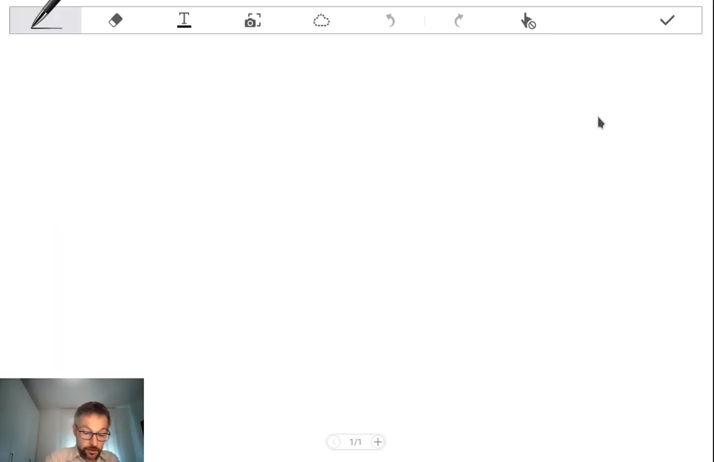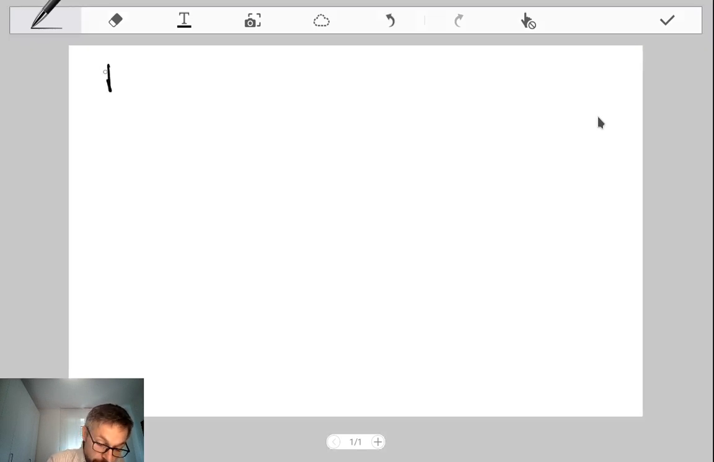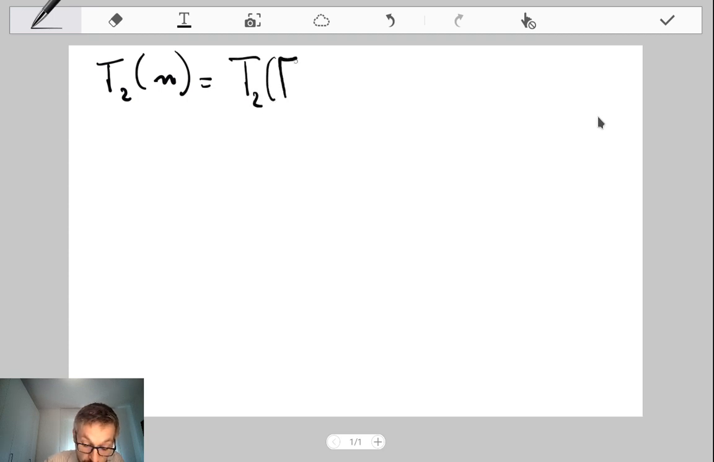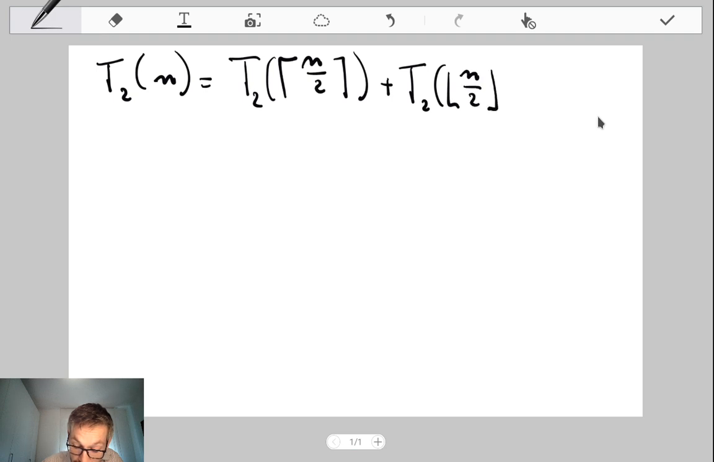Okay, so the equation was, again, let me rewrite it. The equation was equation 2 in the last homework, and it was this one. So we have two recursive calls. The first one deals with the ceiling of half of the original input, while the other recursive call is applied to the floor of half of the original input. And the complexity to prepare each recursive call is theta of 1, of course.